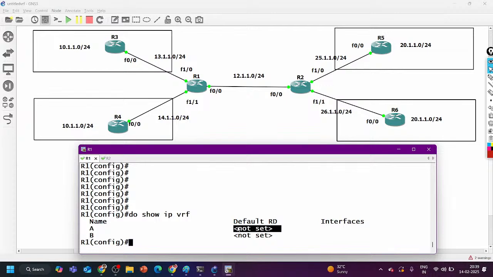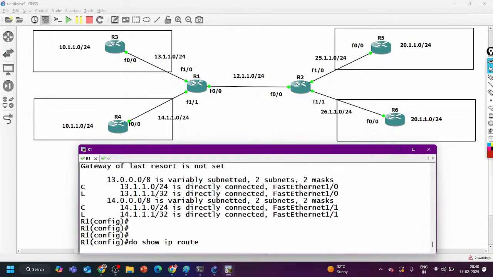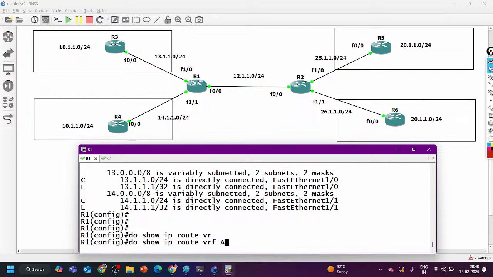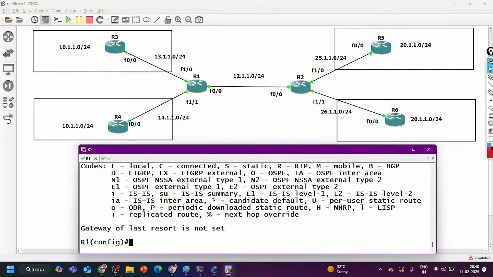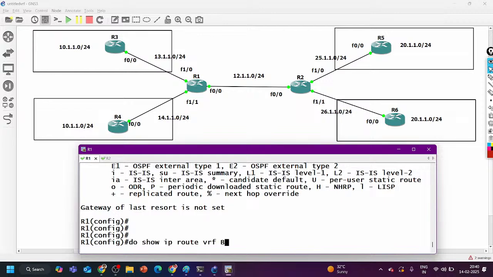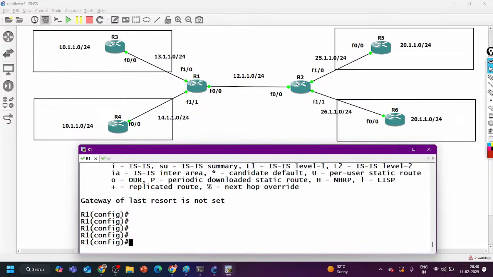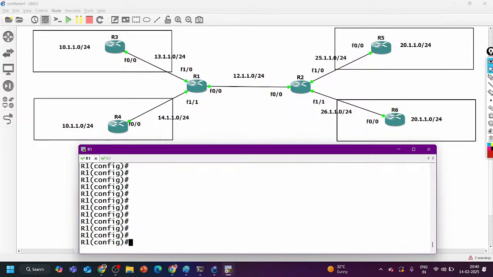Is the RD value set here? No. Till now we didn't talk about the RD value. Are there any interfaces in VRF A? Nothing, null. In VRF B, there is no interface either. Right? This is the first verification command. Do show ip route. This is the command to check the routing table. This command will show you the global routing table. If you want to check the routing table of VRF A, here you can define the keyword vrf A. You can see in the routing table I don't have any route. In VRF B also, I don't have any route. Right? This is the routing table of VRF A and VRF B.